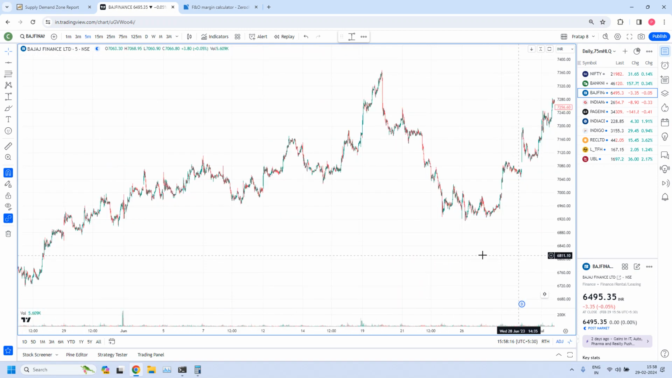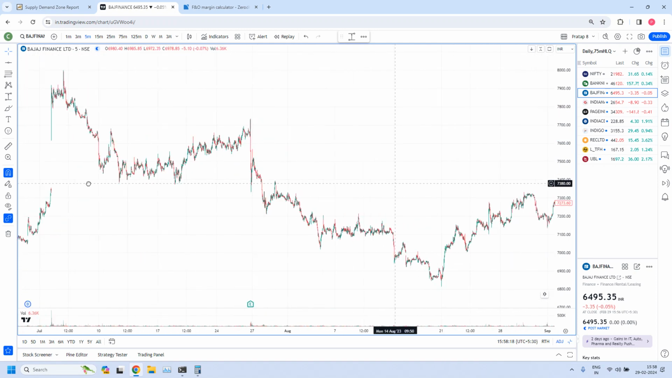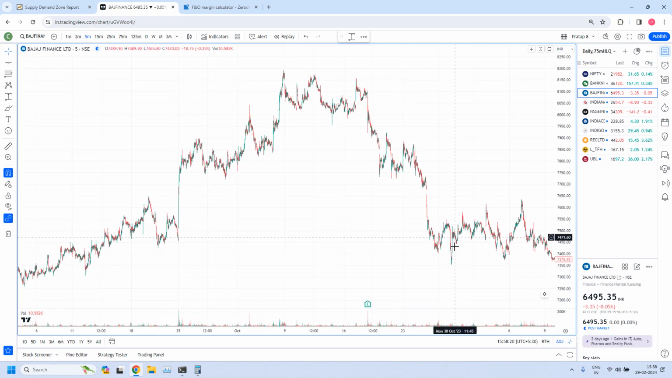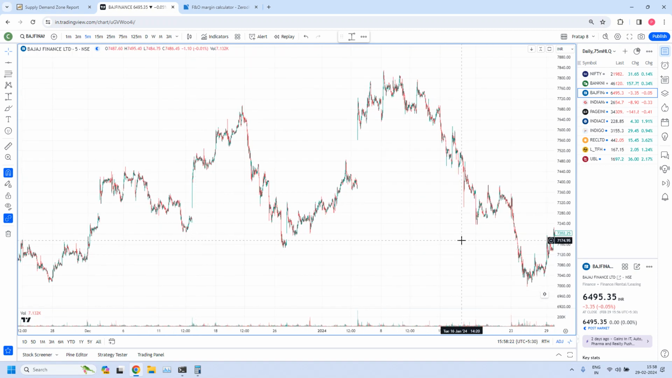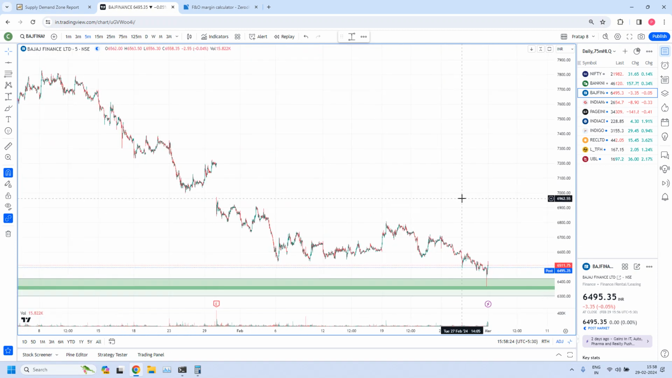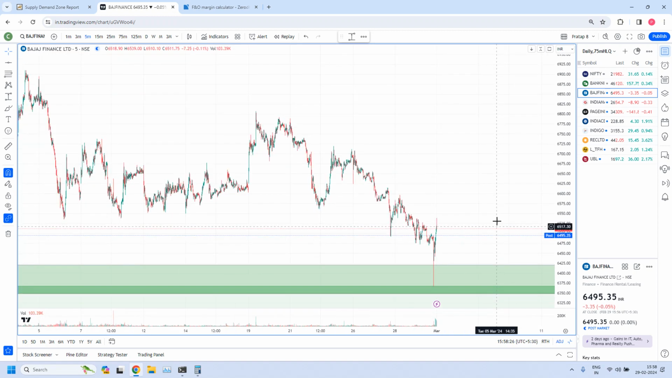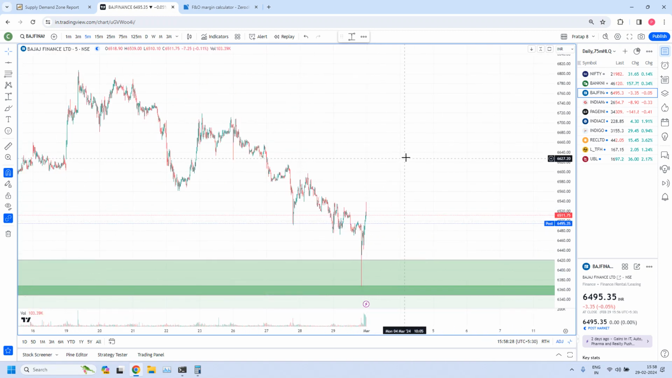Anyway, this could be one reason why there is a strong movement of Bajaj Finance during the last 1 hour of trading. And also this is the reason why we thought this zone will be violated. Maybe this is the reason why the zone is not violated.